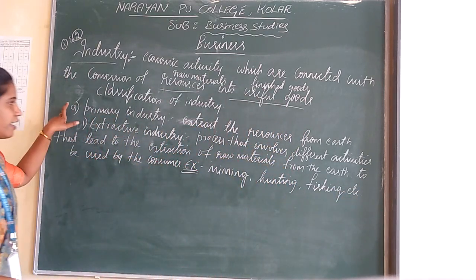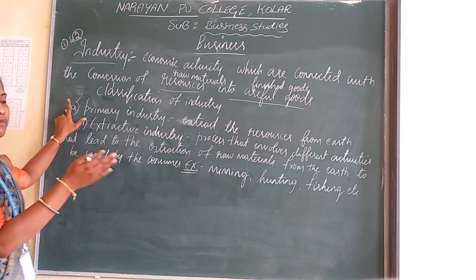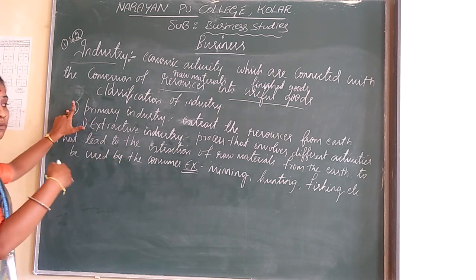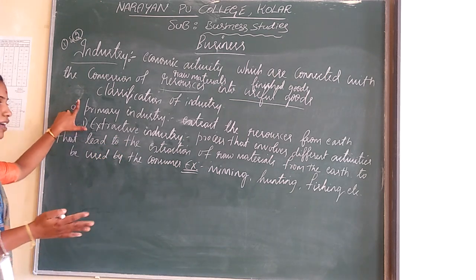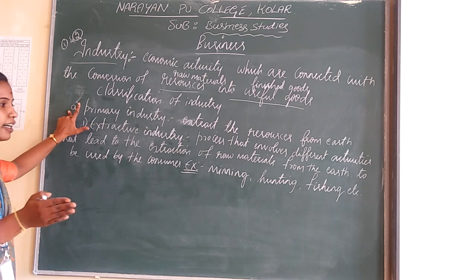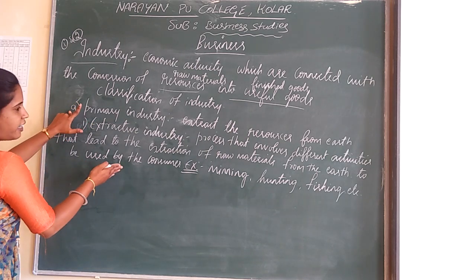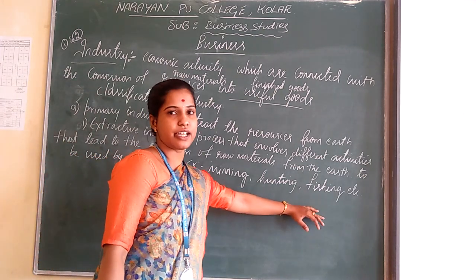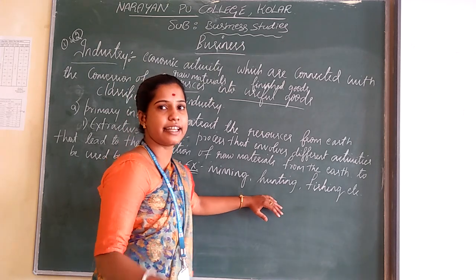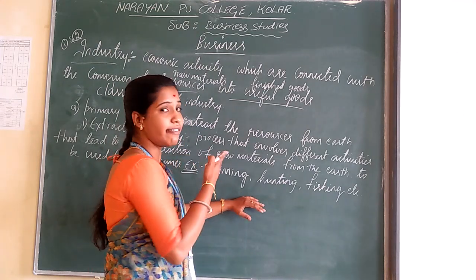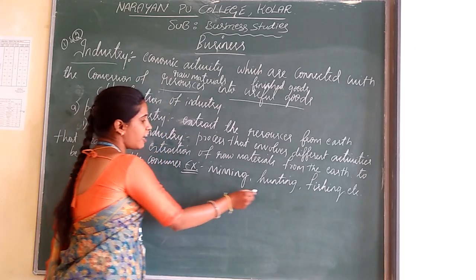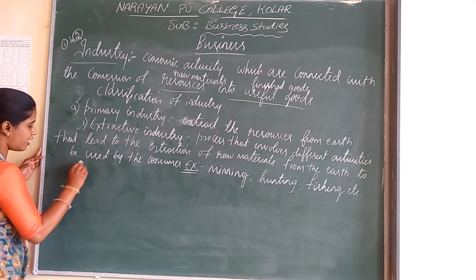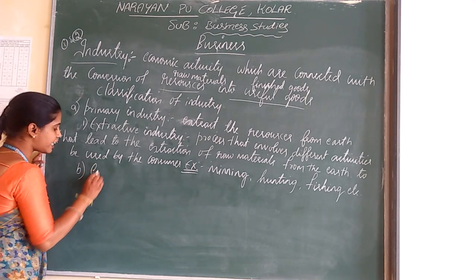So a primary industry means extracting the resources from the earth. In that classification, the extractive industry involves different activities that lead to the extraction of raw materials from the earth to be used by consumers. For example, mining, hunting and fishing. This can be asked as a one mark question: state the example of extractive industry. Here: mining, hunting and fishing. Understand? The next type in primary industry is genetic industry.